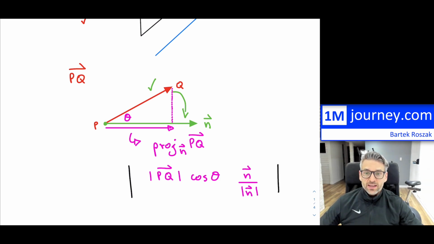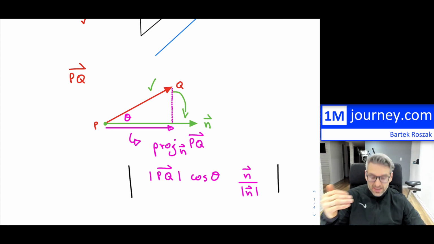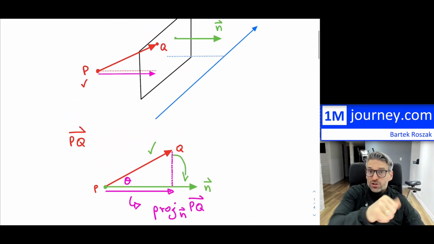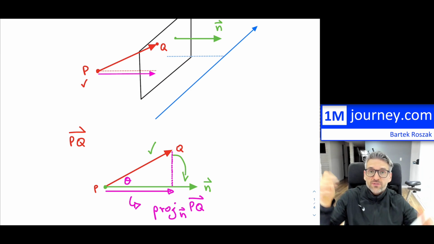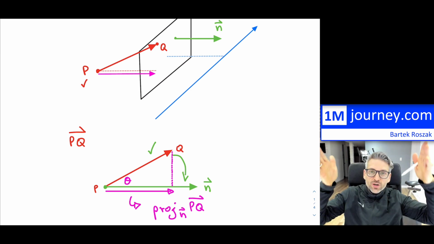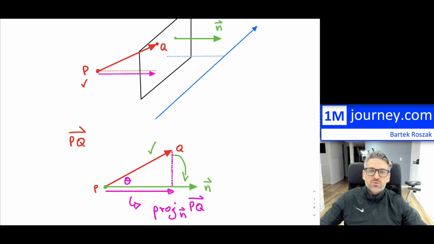And by the way, the normal itself could have been in the opposite direction. That doesn't matter in this case. If you remember the projections, it would have just given a negative value, and if you took the magnitude of that, it still gives you the actual distance.